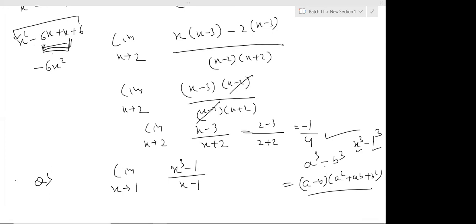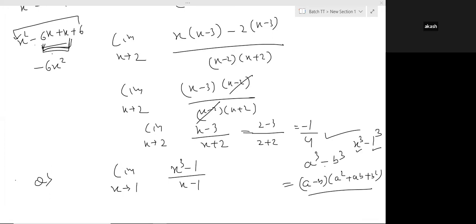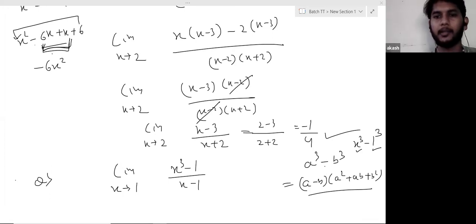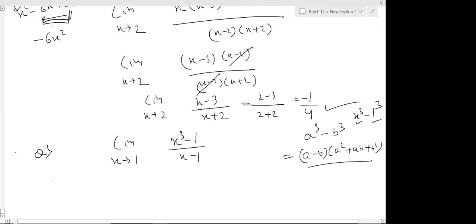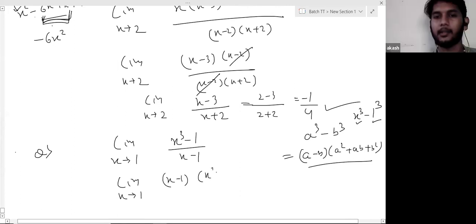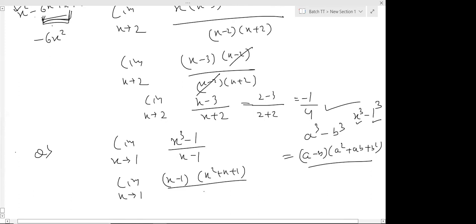So what should I do with the denominator? No, you don't have to do anything in the denominator. X minus 1 will be cancelled automatically. After cancelling, that's it, right? Yes. After cancelling, nothing you have to do. You can just put the value directly, direct substitution.